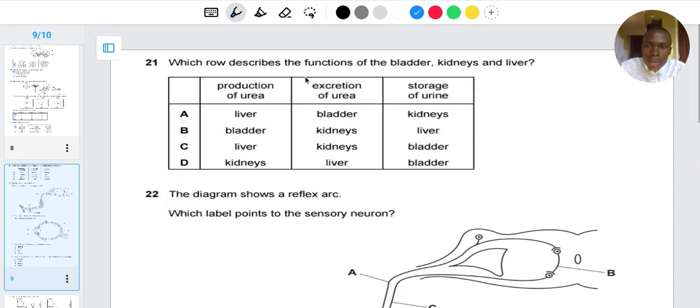Then other questions, we have this one here, which is saying, which will describe the functions of the bladder, kidneys, as well as the liver. So in the production of urea, where is urea made? It is made in the liver through the deamination of amino acids. So you can say liver. Then what about the excretion of urea? The excretion of urea is carried out by the kidney, and the storage of urine is carried out by the bladder. So meaning to say the answer is going to be C.